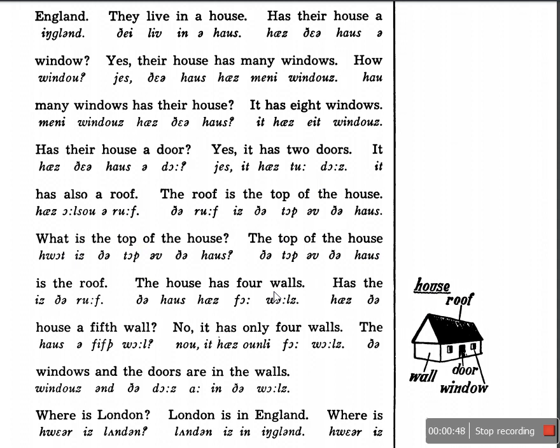The house has 4 walls. Has the house a 5th wall? No, it has only 4 walls. The windows and the doors are in the walls. Here they are, the walls and the door and the window. This is the roof, as we said. This is the whole house.